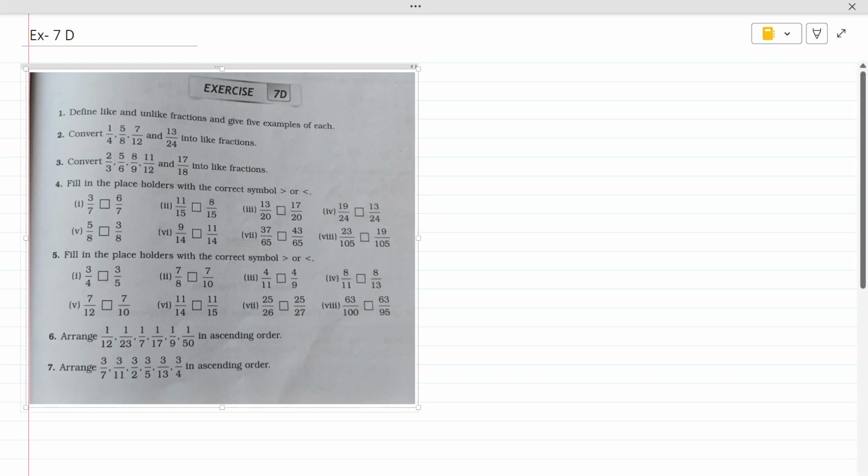Hello kids, in today's class we are going to start with the next exercise 7D and hope you have done the homework of exercise 7C. So let's start with the first question here. Define the like and unlike fraction and give examples of each.